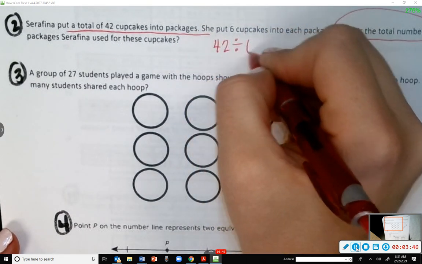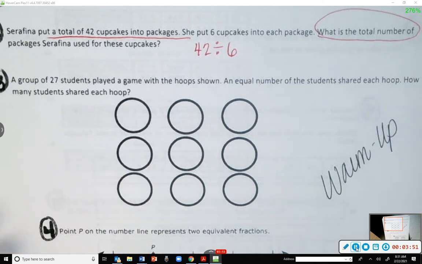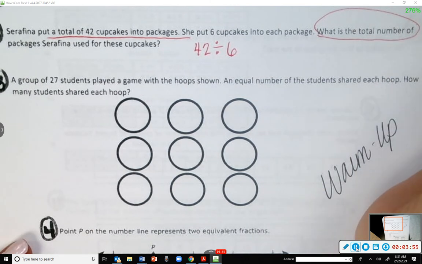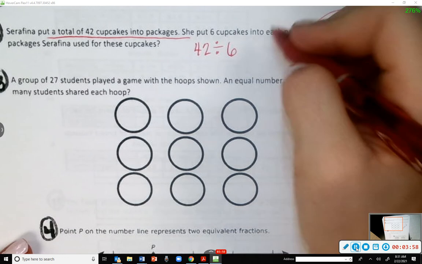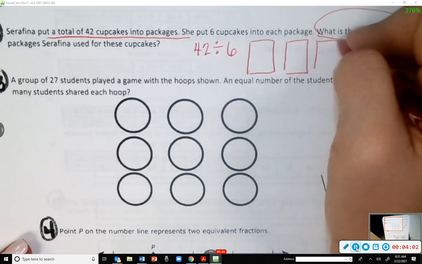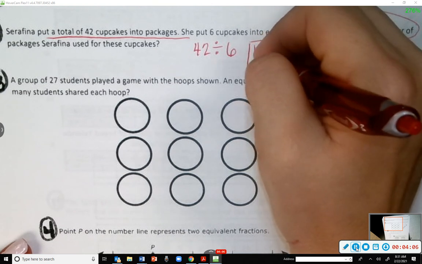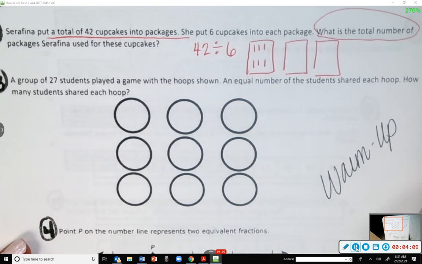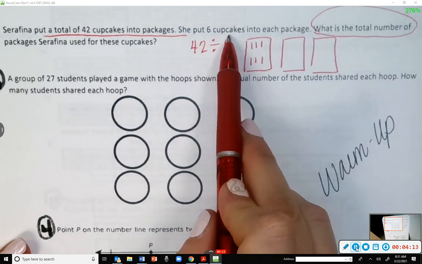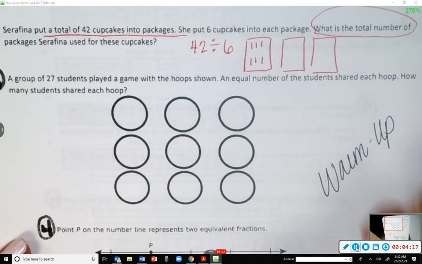Good. So what did y'all do to solve this? If I don't know my facts, what could I do? Allie? Do the circle. I could do circles. You could do an array. So here are my packages. You could do boxes, circles. So here's 1, 2, 3, 4, 5, 6. I could do it like that and go ahead and do what it's saying. She put 6 cupcakes into each package, so I could count groups of 6.